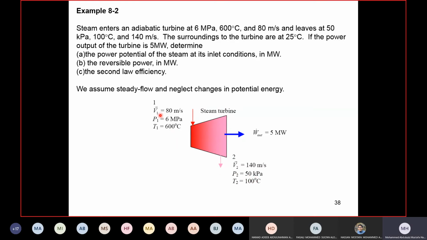It gives us the velocity at inlet and the velocity at exit, and it gives us the work here. Why is it giving us the work? If I have only this data, can I calculate the work or not? Without this W of 5 megawatt, if I have this here, can I calculate the work? No. I can calculate the work per kilogram, right?